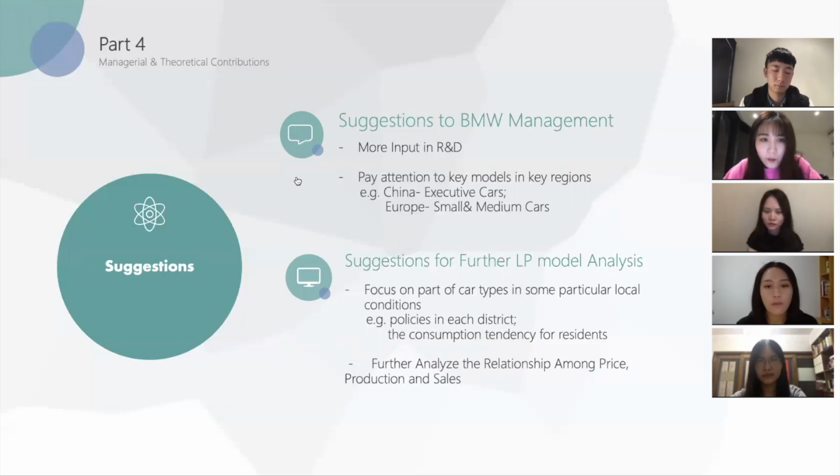What's more, from a production line layout perspective, the company should pay attention to key models in key regions. For example, more resources should be devoted to executive cars in China, while in Europe, focus should be placed on small and medium cars. Second, in terms of advice for the model, in further analysis, two aspects can be improved. One is that constraints can be further refined by region and vehicle type. The other is that the relationship between price, production, and sales deserves further analysis.